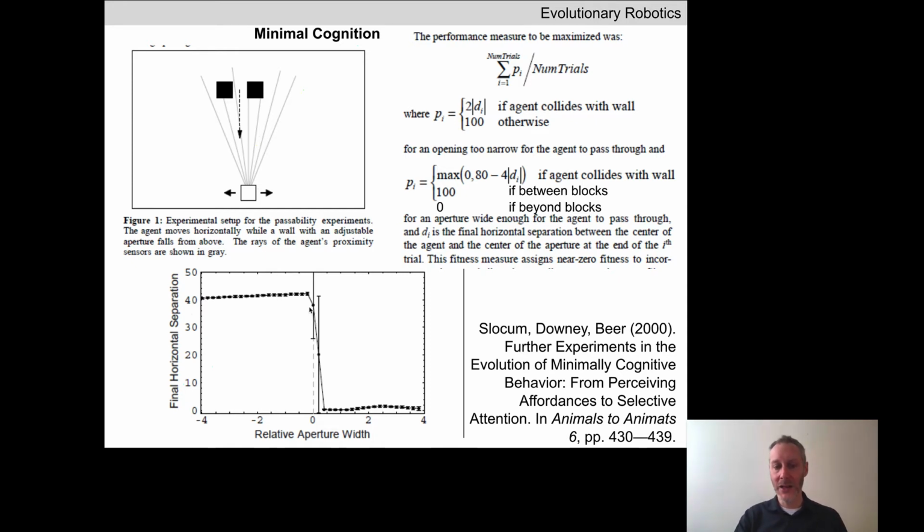What can you tell me about the left side of this figure? What did the agent do most of the time when the width was too narrow for it to pass through? If you have an idea, go ahead and type it into chat.